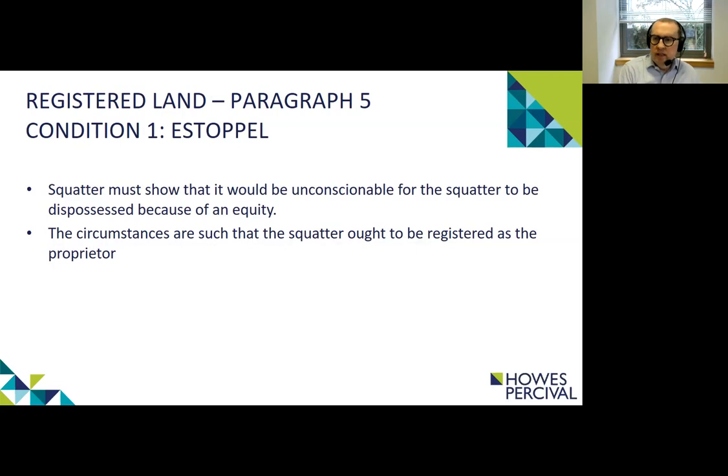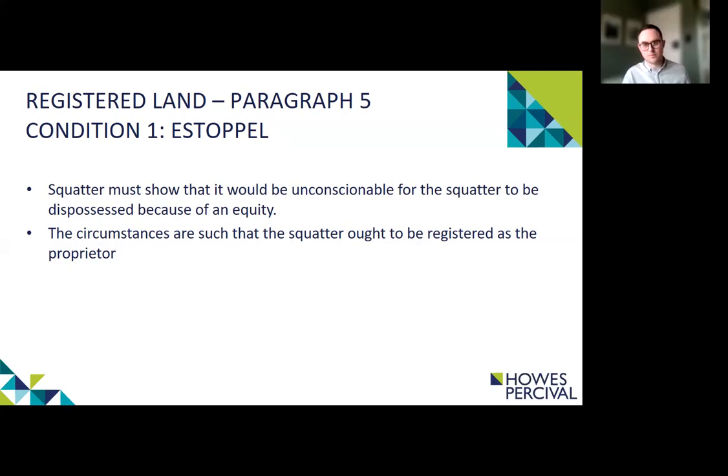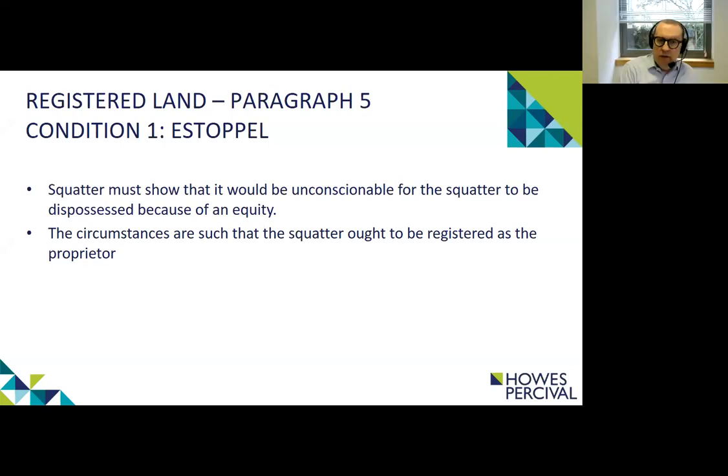The first one, and this is by far the most important one that people usually rely on, is estoppel. So the claimant has their 10 years of use, and they make their application for adverse possession, and then they say, we also satisfy the estoppel ground, and they say it would be unconscionable for the squatter to be dispossessed because of an equity.